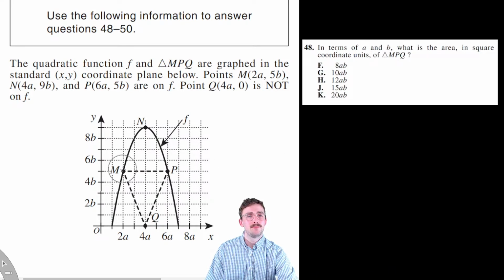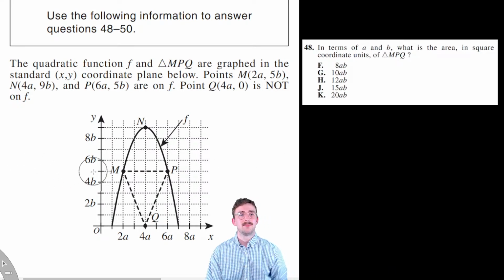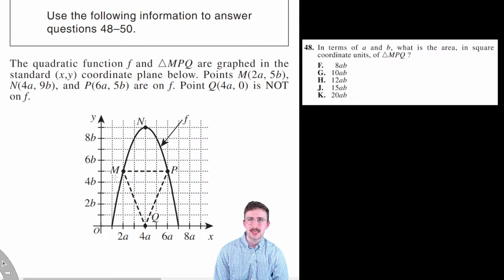So, in terms of A and B, what is the area in square coordinate units of MPQ? Alright, so I see MPQ right here. That white isn't really helpful. There we are. So MPQ. Okay, so what is the area in square coordinate units of that? And they say in terms of A and B. So what do they mean by that?